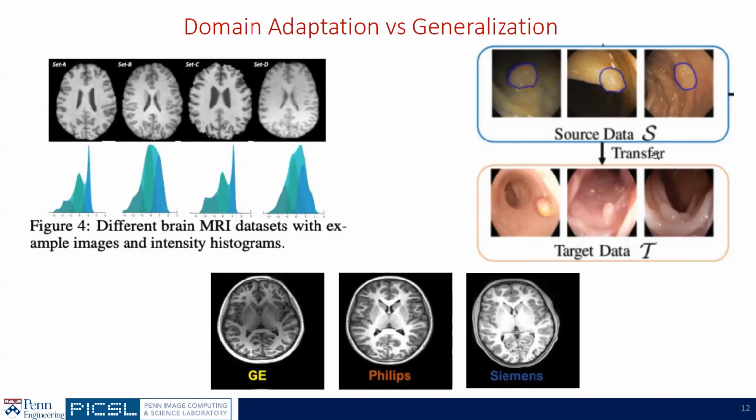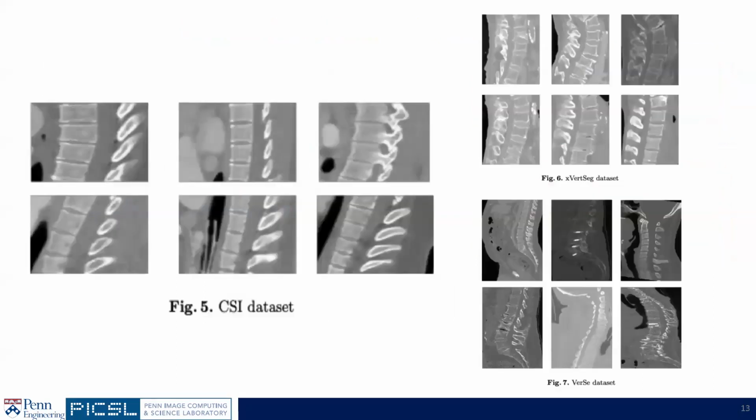Again, an example of colonoscopy here. A model which is trained on this particular lighting to detect these lesions might not generalize to images which you get at test time with this particular lighting, right? And again, GE, Philips, Siemens, we all know that this is a known problem, right?